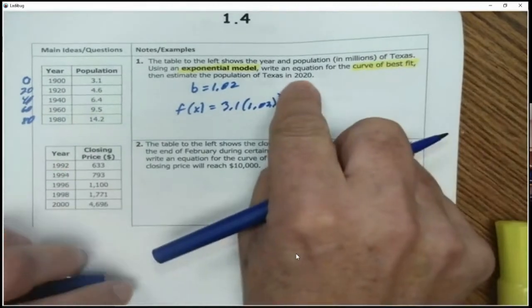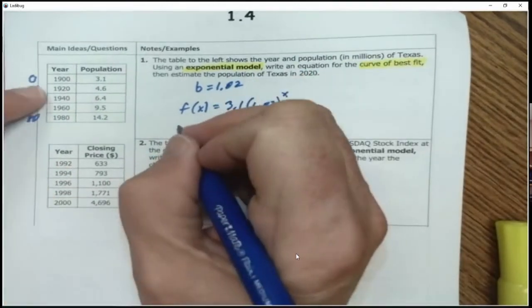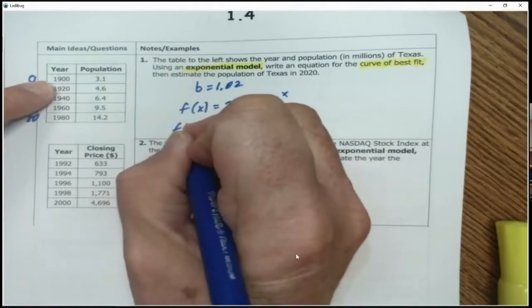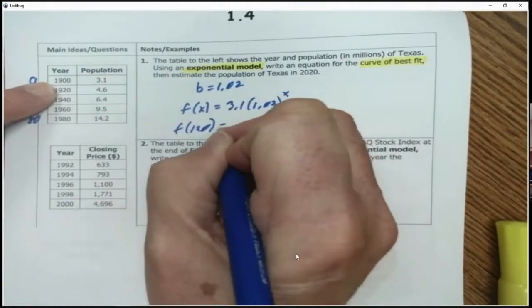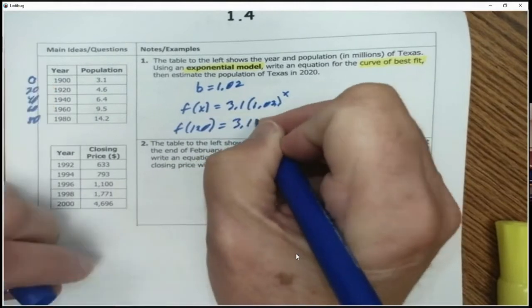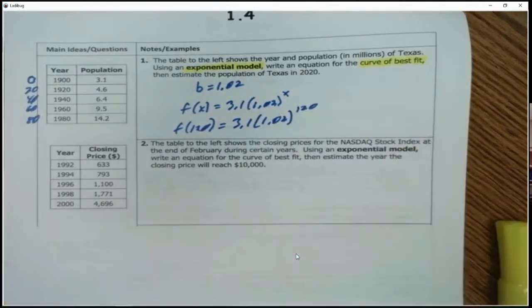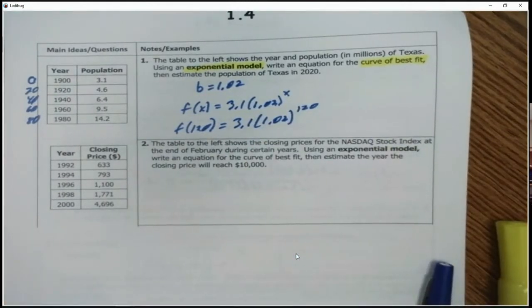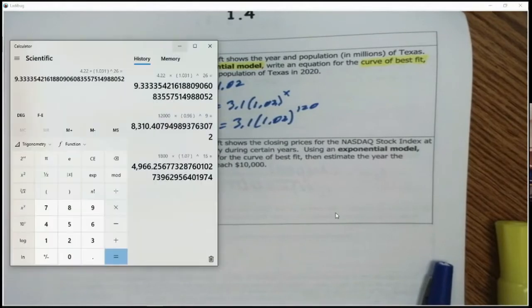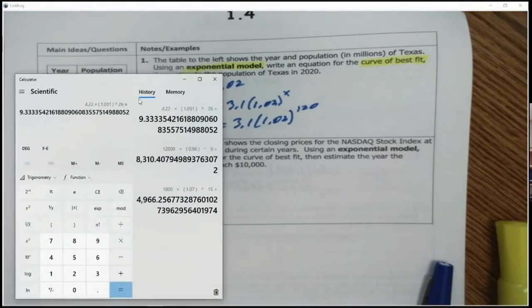So we want to know the year 2020. If 1900 was year 0, f of 120, 120 years later, equals 3.1 times 1.02 to the power of 120. Let's see what the population of Texas would be. All right, so we'll pull up our calculator. Let's clear all that out. 3.1 times parentheses 1.02 parentheses to the power of 120.